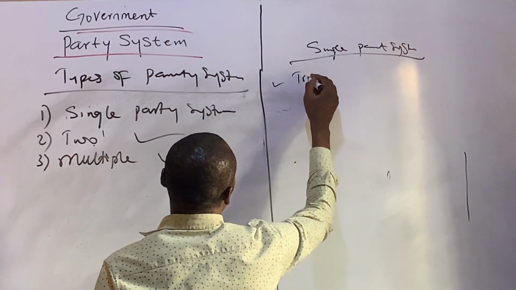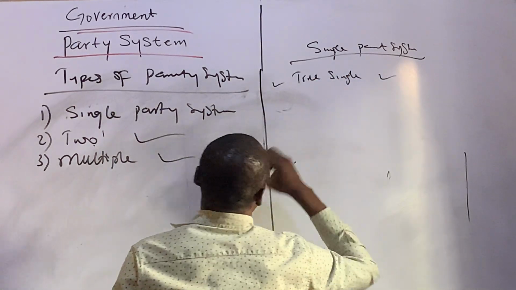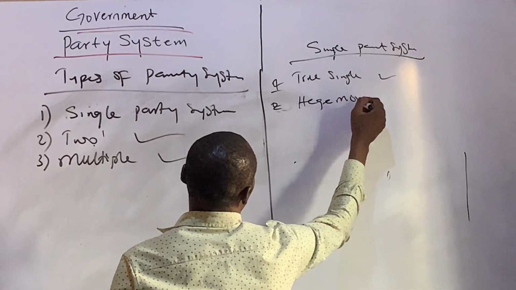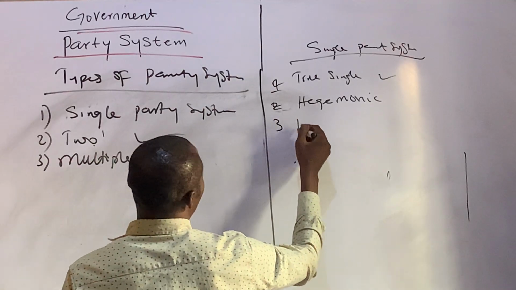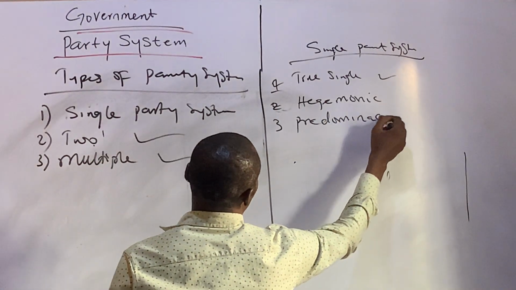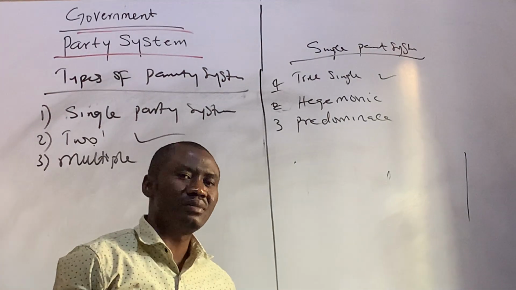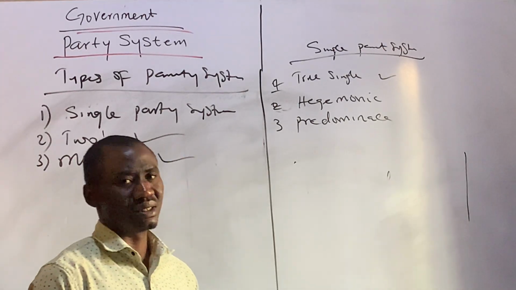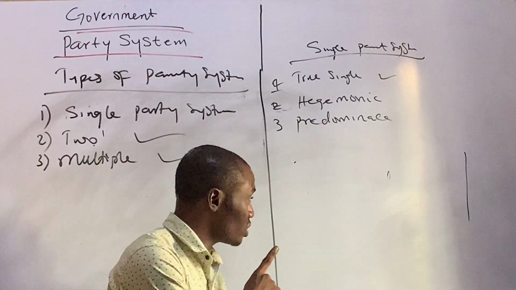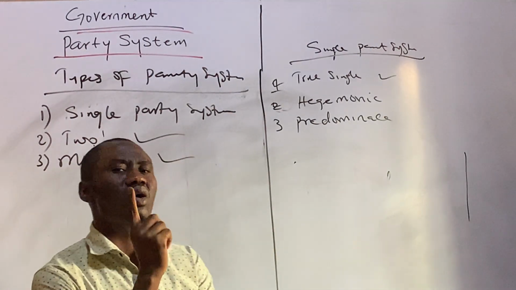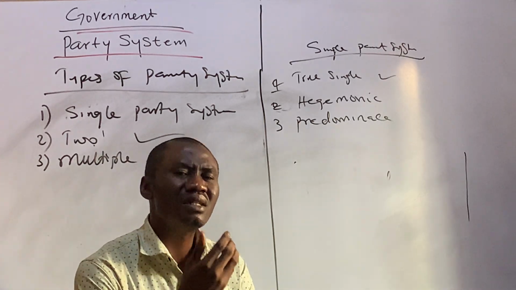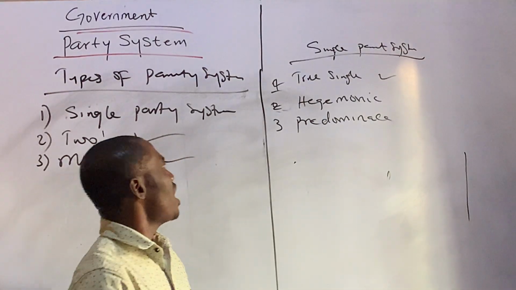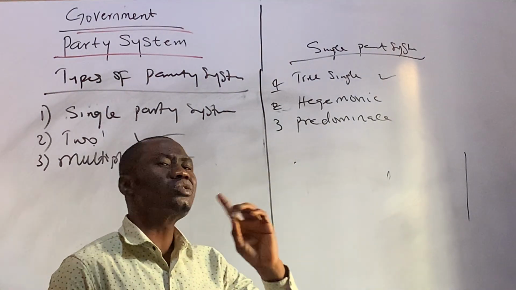One, we have the true single party system. Number two, we have the hegemonic single party system. Number three, we have the predominance single party system. All of those are called single party system because just a single party is officially and legally recognized in the democratic country. For a single party system, just one party is constitutionally recognized.